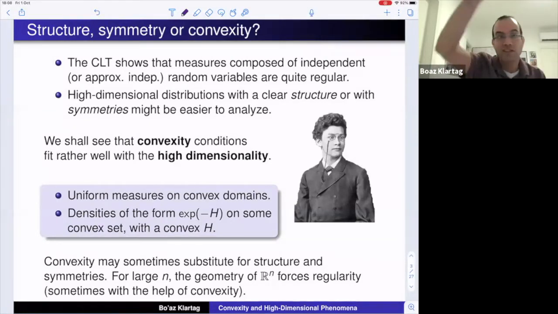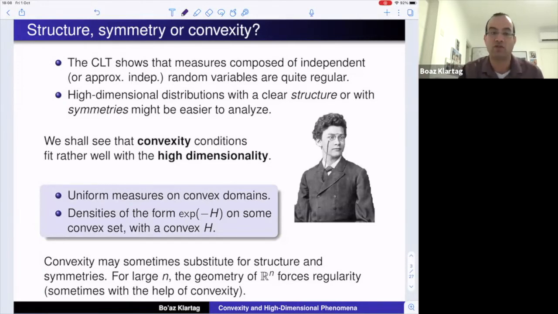In the same formula, e to minus t squared over 2 over root of 2 pi, the same formula appears no matter what the precise details are of the independent random variables that constitute this product measure. So product measures, you could say, are maybe one of the main examples of measures in high dimension with a very clear structure, composed basically of building blocks.